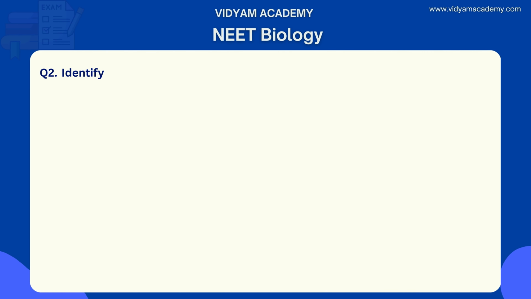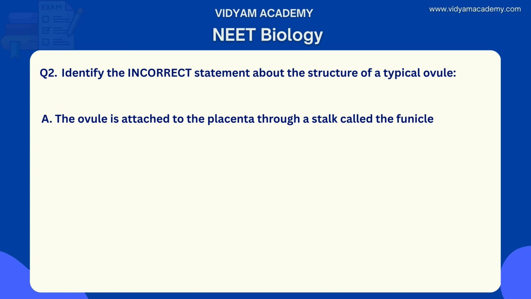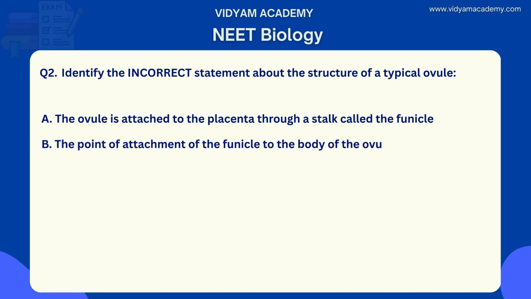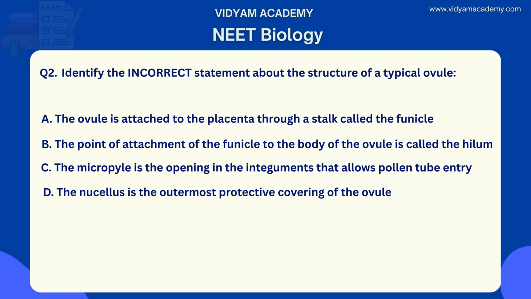Let's move to question number 2. Identify the incorrect statement about the structure of a typical ovule. Option A. The ovule is attached to the placenta through a stalk called the funicle. Option B. The point of attachment of the funicle to the body of the ovule is called the hilum. Option C. The micropyle is the opening in the integuments that allows pollen tube entry. Option D. The nucellus is the outermost protective covering of the ovule. What is the right answer? Your time starts now. The correct answer is option D.